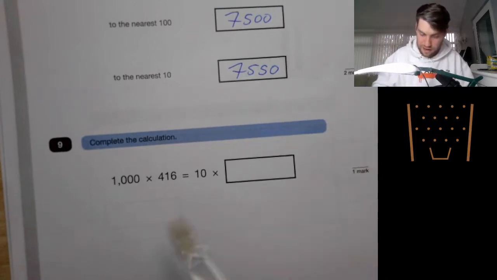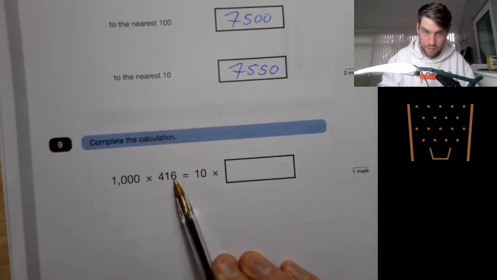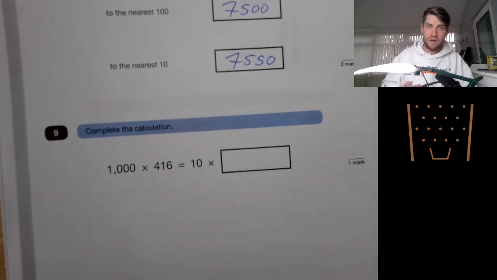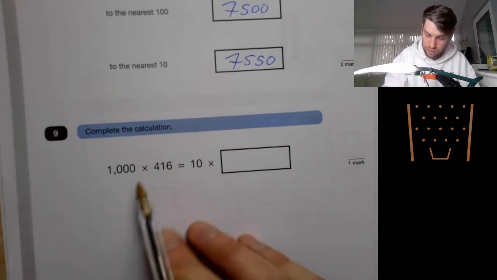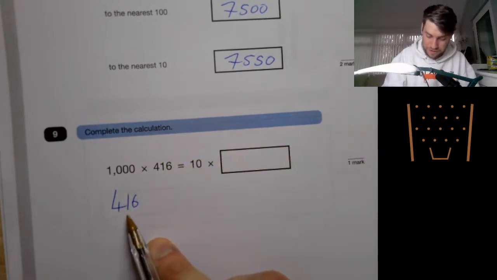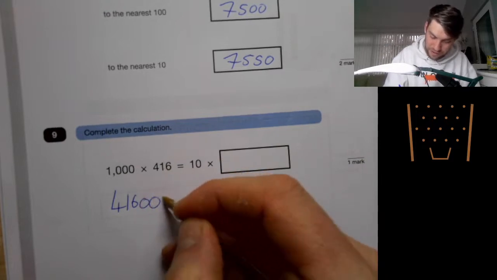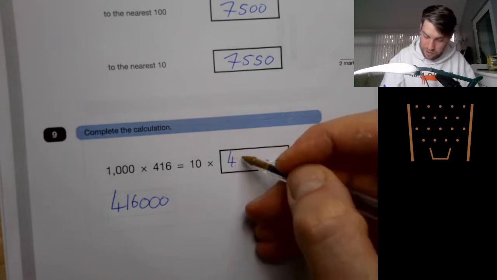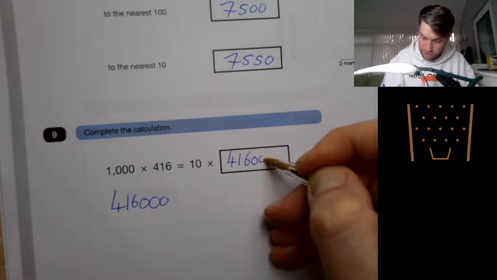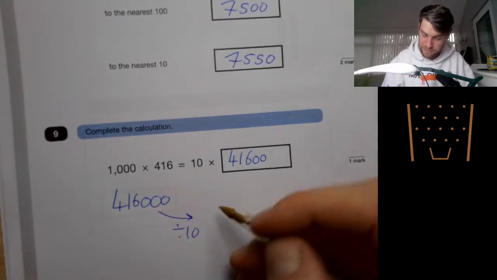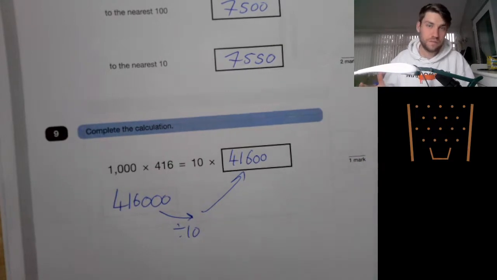Question 9. Right, so 1,000 multiplied by 416 equals 10 times something. I think people could overlook this quite quickly, so I would just work out that first. That is just going to be 416 and add your 3 zeros. 1, 2, 3. So now I've got to think 10 times something to get that. That's going to be 41,600. Alternatively, I could just divide it by 10, and that would get me that answer. A little trick you could do there.